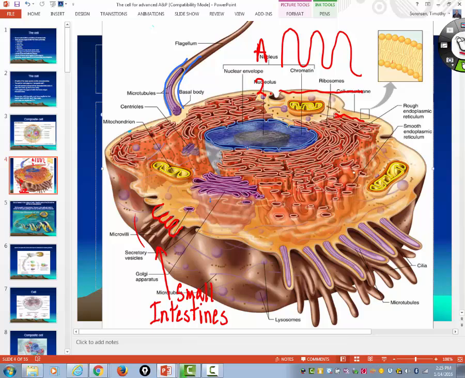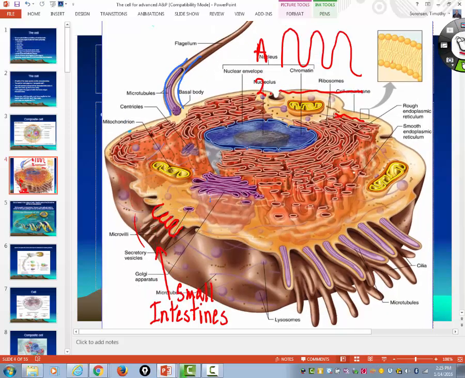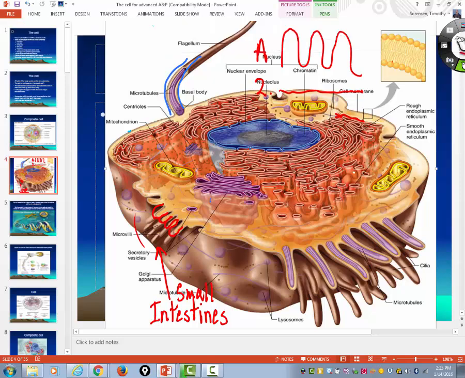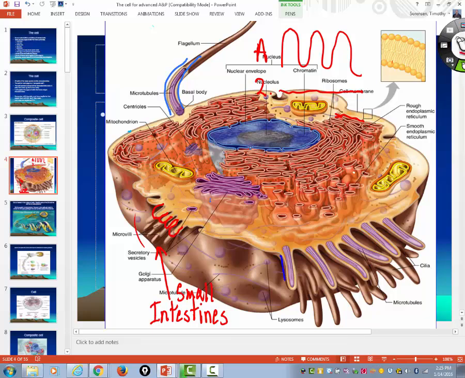Now, another unique feature found in particular cells is cilia. Cilia are extensions of the cell membrane, and these actually beat. They move. So where you find cilia is in the lining of the respiratory tract.